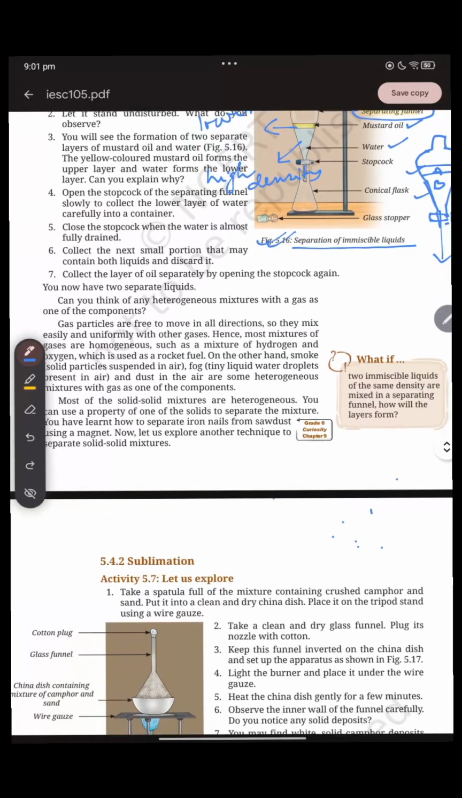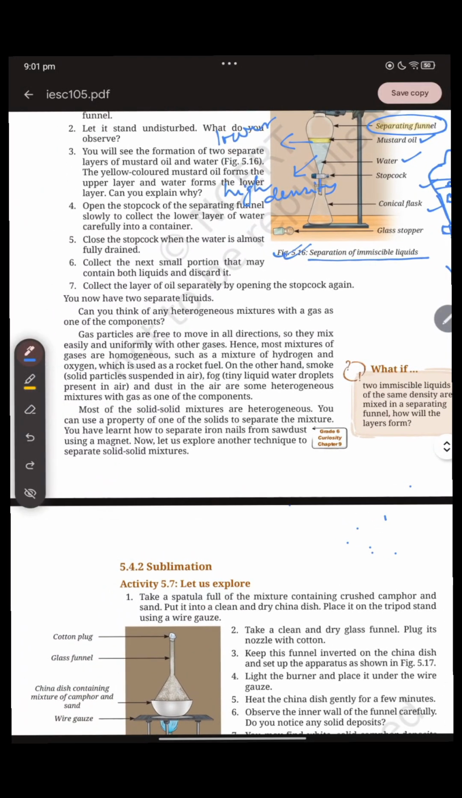Now here there is a question. Can you think of any heterogeneous mixtures with a gas as one of the components? Gas particles are free to move in all directions, so they mix very easily and uniformly with other gases. One gas can easily diffuse into the other. So most mixtures of gases are homogeneous, such as the mixture of hydrogen and oxygen, which is used as rocket fuel.